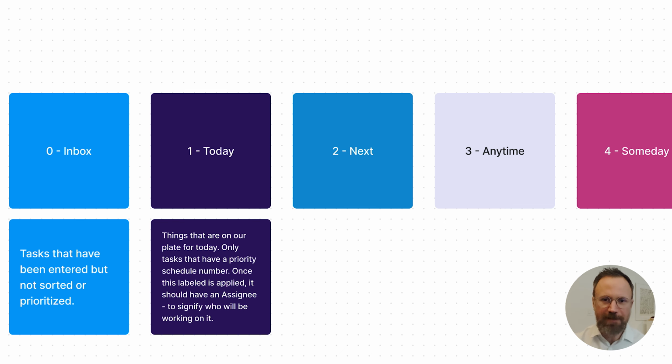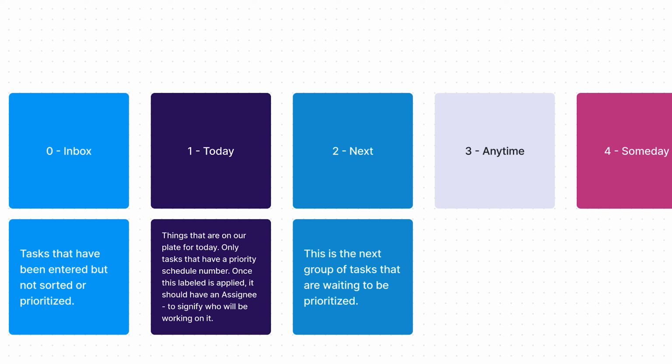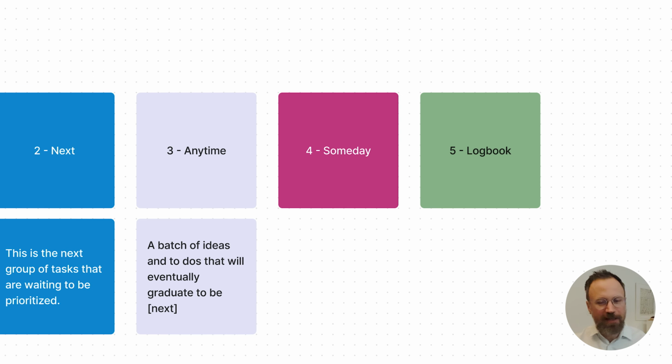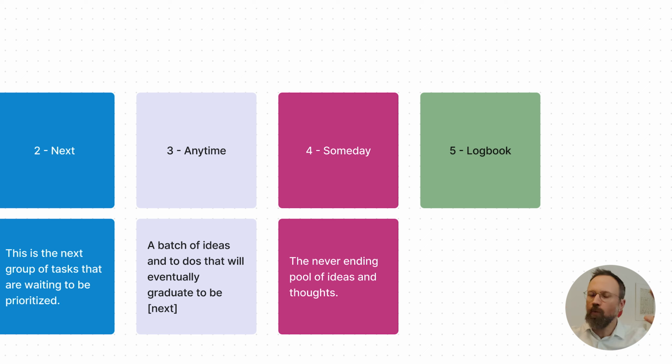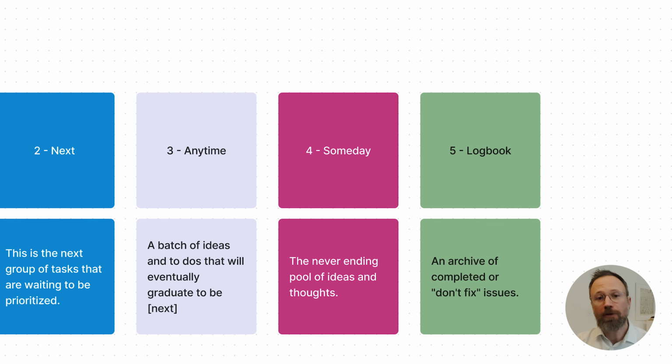Today, obviously, means needs to be done today. Next means next, pretty obvious. Anytime, same thing, anytime, and then someday, one day. As the buckets go further, the buckets get larger in terms of amount of tasks you'll have inside. Logbook is for tasks that are complete, or maybe the task has been decided it's not going to be needed after all, or don't fix.